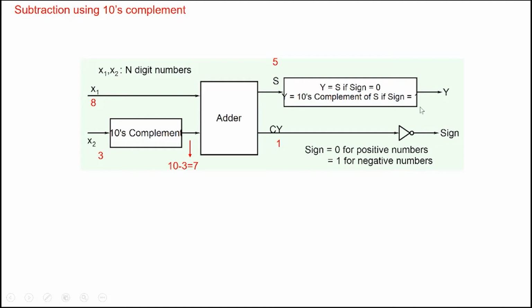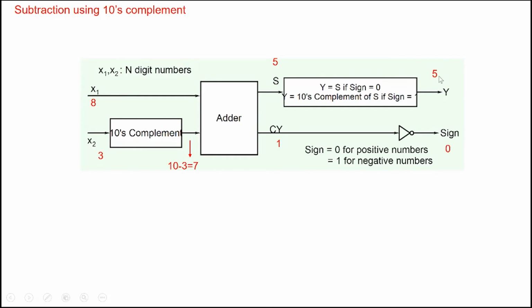So when you take the carry, 1, the output here is 0, which means sign equal to 0, so it's a positive number. And when it's a positive number, our algorithm is telling us the output is nothing but equal to s. So output is 5. So 8 minus 3, we expected 5 and we got 5.